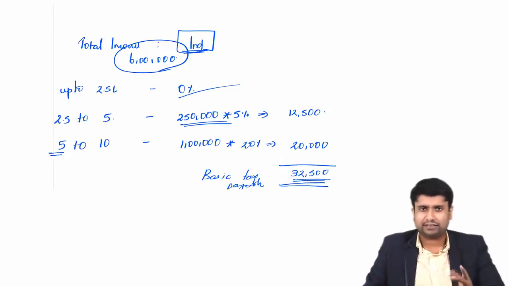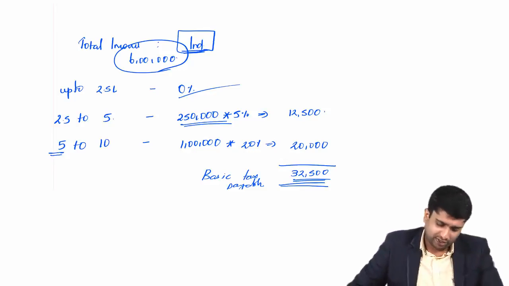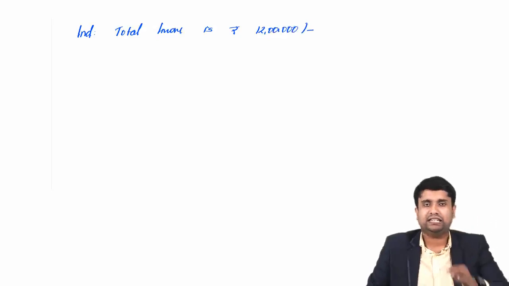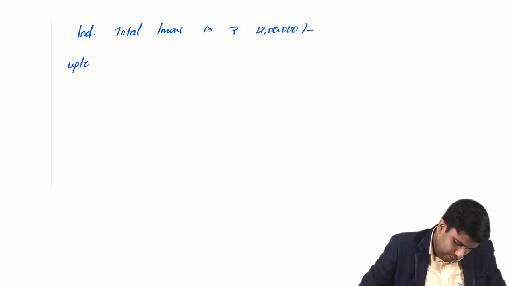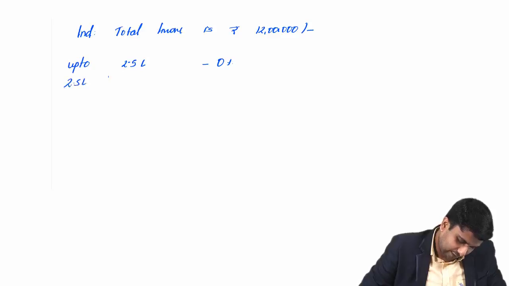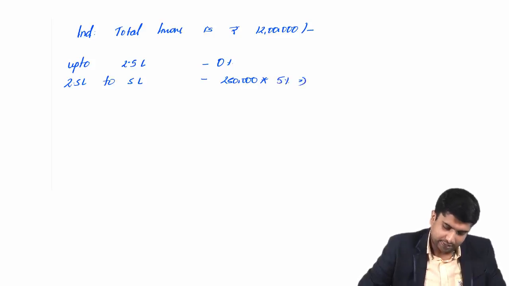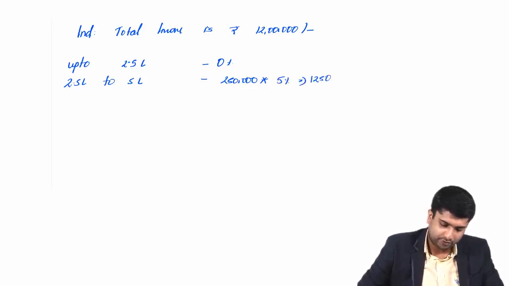Again, I'll give you one more example to understand the concept in a better manner. So what if my total income is 12 lakhs? Say I'm an individual and my total income is rupees 12 lakhs. How will you compute my rate of taxes? Then as you know, up to 2.5 lakhs rate is 0. Then from 2.5 lakhs to 5 lakhs, the income is 2,50,000 into 5%. It's not 50, it is 5%. And the amount of tax coming will be 12,500.